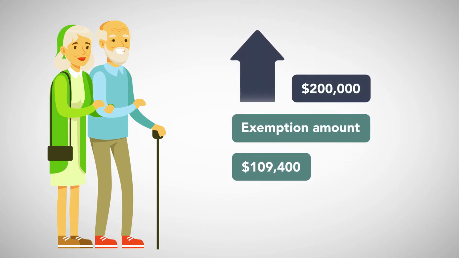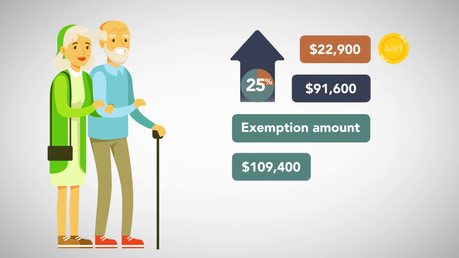If our couple earns $200,000, $109,400 is exempt, and the remaining $91,600 is taxed at 25% for an AMT of $22,900. Because this is only an effective tax rate of about 11%, the taxpayer's normal tax rate is likely to be higher. As such, the AMT is probably irrelevant for this couple.